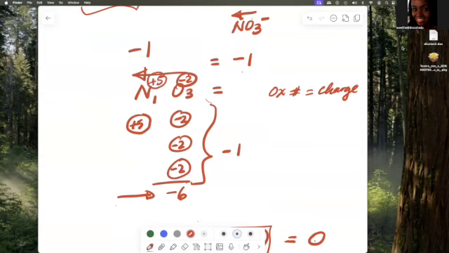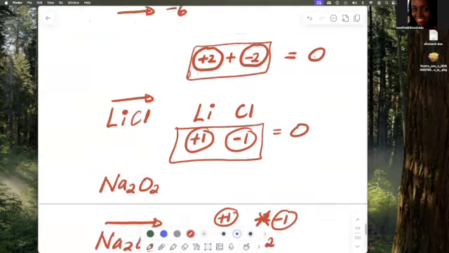Once again, nitrogen is normally a -3 charge, but the oxidation number here is +5 because that's what it has to adapt to in order for the formula to work. Oxidation number doesn't equal charge, even though I wrote it that way. They're not equal to each other. The times where they are, that's when they overlap, okay?